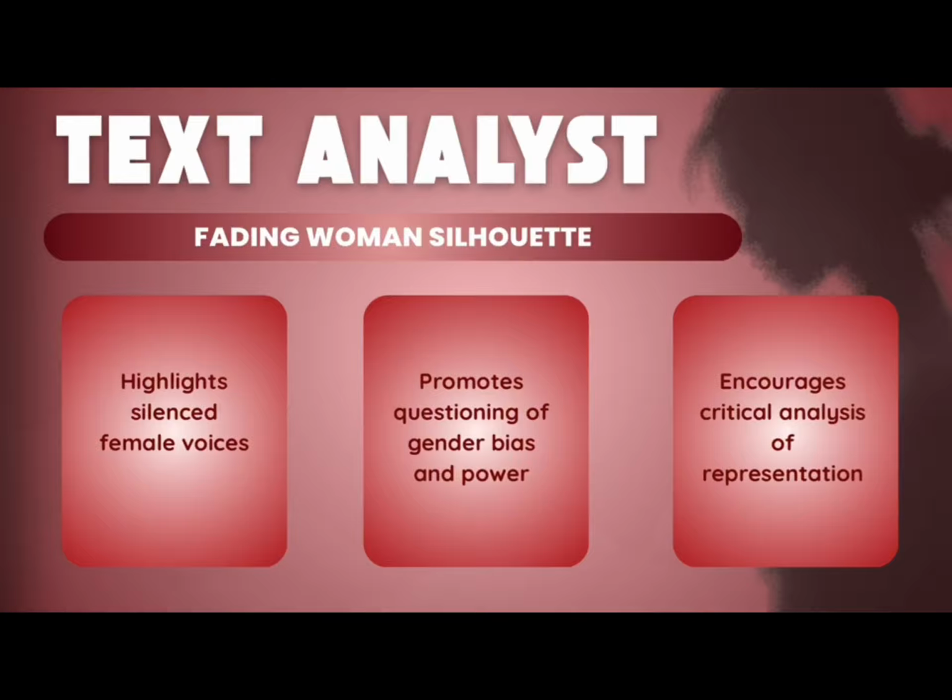Whose voices are missing or muted in the narrative? This critical reflection turns the simple fairy tale into a mirror for real world issues, showing how stories, even children's tales, can shape our perceptions of gender, morality, and justice. Ultimately, the fading silhouette reminds viewers that reading critically means not just enjoying a story, but also recognizing the hidden biases and social messages woven into it.